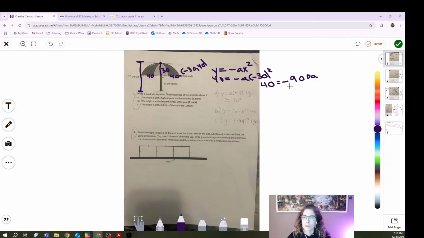So then, what is A then? Let's see. What is that going to create? Hopefully a nice number, but probably not. Ooh, negative 0.044. Not a fan. So I'd probably leave it as a fraction. Negative 4 over 90. Yeah, I'm just going to chop off a 0 off of each. So then my A value would be negative 4 over 90.